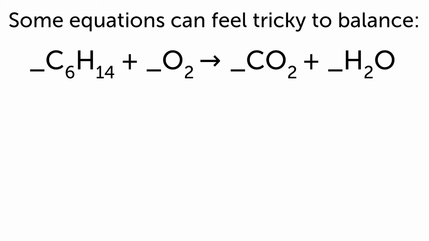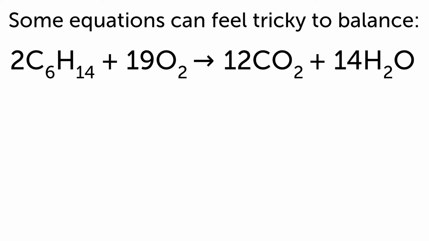You could balance this by adjusting the numbers that go in the gaps until the equation is balanced. But I doubt that you would find it easy. The solution is as follows. 2 lots of hexane react with 19 oxygen molecules to form 12 carbon dioxide molecules and 14 water molecules.